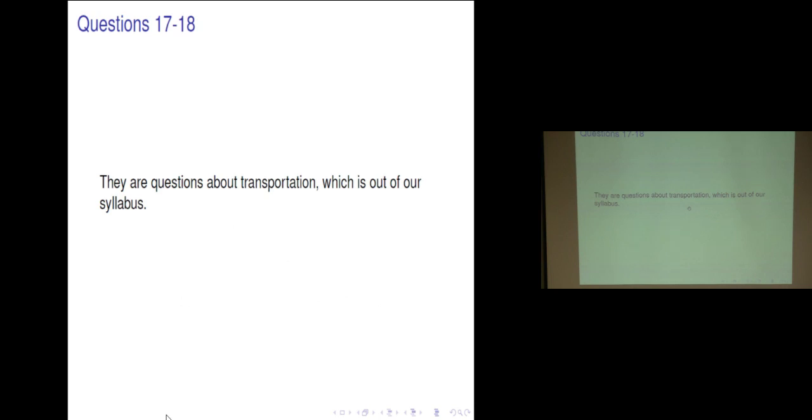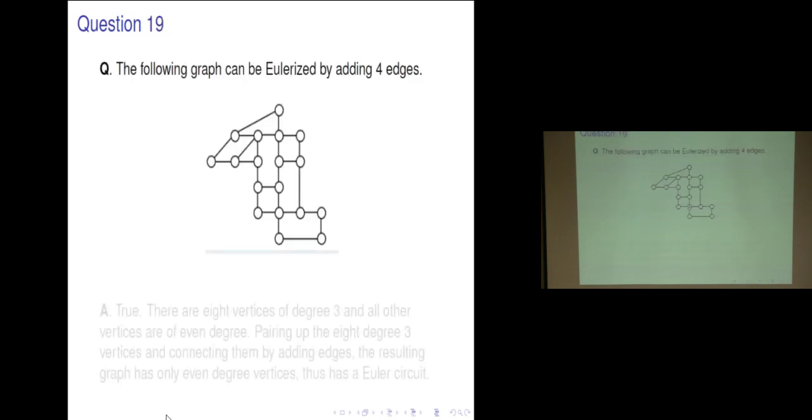The next two questions are about transportation. We didn't cover that. Okay. So now we move on to graph theory. This is about Euler circuits. The following graph can be Eulerized by adding 4 edges. We didn't use the word Eulerized. The meaning is that after adding the 4 edges, we have an Euler circuit, a closed Euler walk. Is this true?